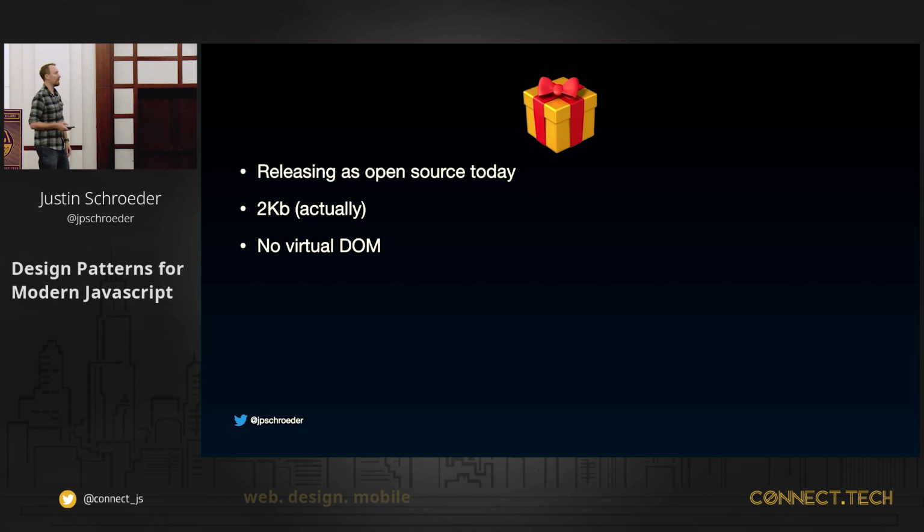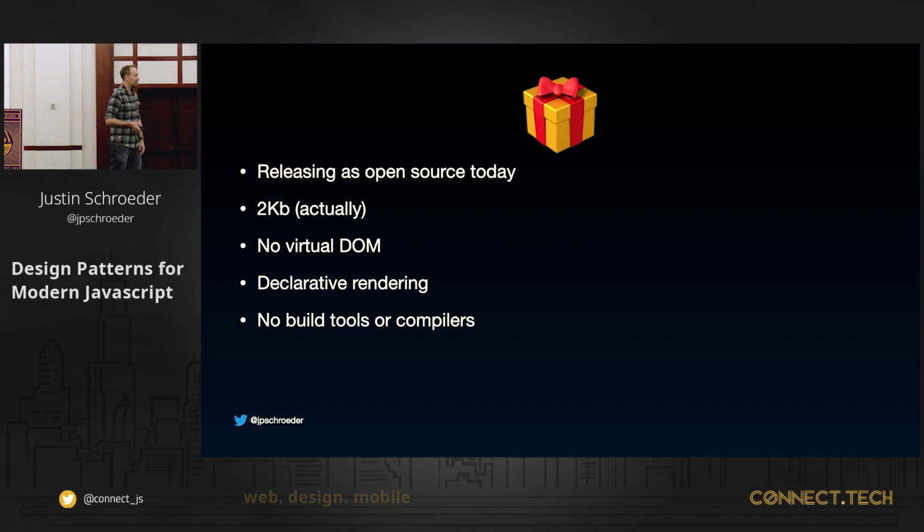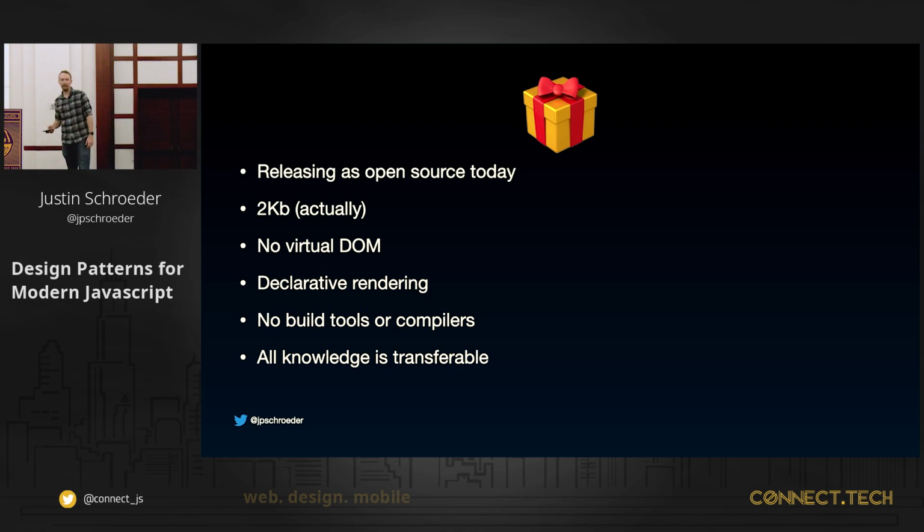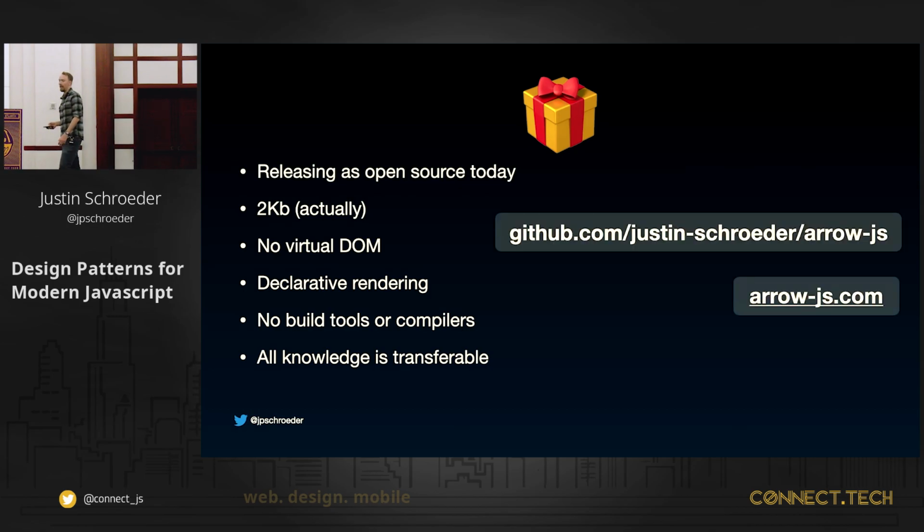There's no virtual DOM. We bind directly to the things that are on there. It has complete declarative rendering. There's no build tools whatsoever. You can import this anywhere you want. You can literally import it directly into CodePen and just start writing. And the knowledge is 100% transferable because everything we talked about and everything that's in this is transferable knowledge. It's just JavaScript. I mean, React is just JavaScript too, I guess.